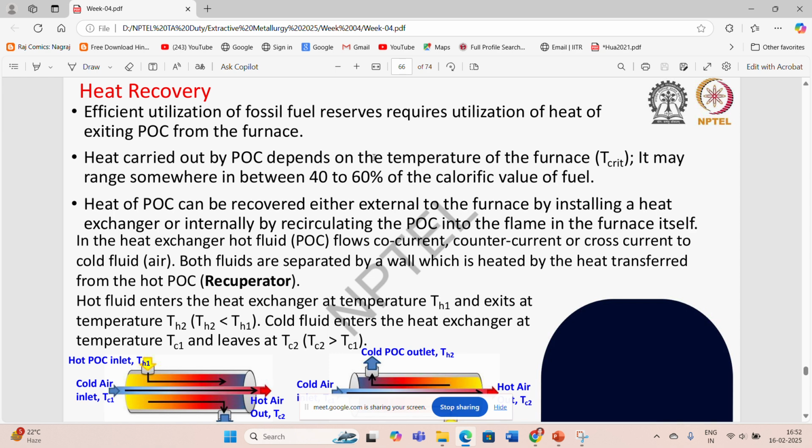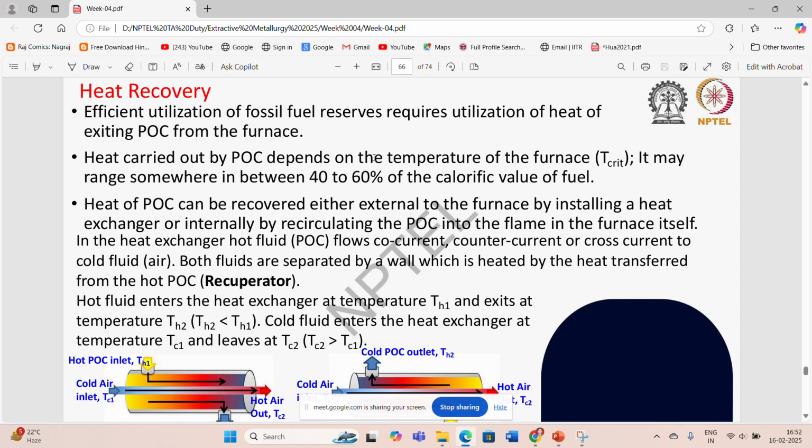Those flue gases generally leave the furnace at a temperature of at least 600 or 700 degrees Celsius, or it can vary according to the furnace temperature. Like if we are talking about a 2000 degrees Celsius furnace, then the flue gas temperature can be as high as around 1100 or 1200 degrees Celsius. Or if we talk about a 1000 degrees Celsius furnace, then the POC released can have a temperature of around 500 or 600 degrees Celsius.